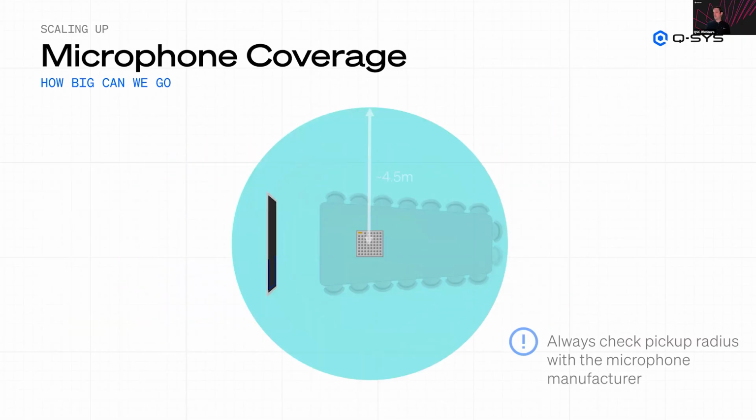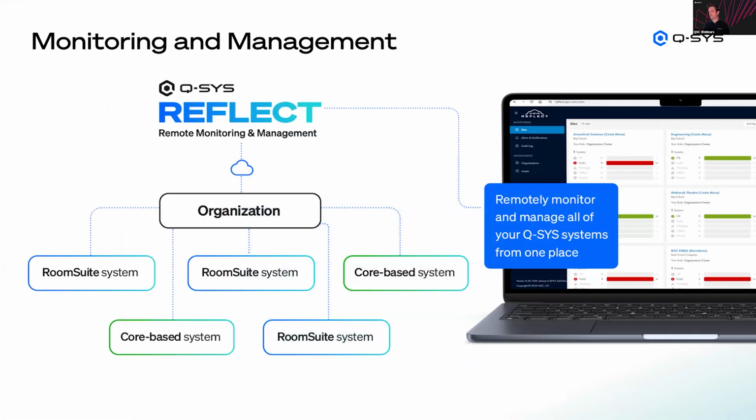But we can also support a ceiling microphone. So you can just use a single Dante-based ceiling mic to cover the entire room as well.